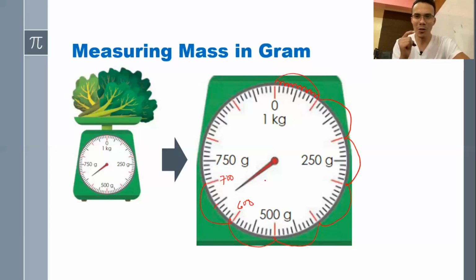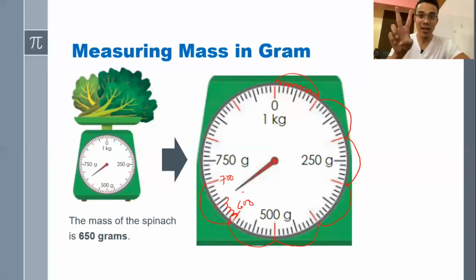So how do we find the exact mass of the spinach? Let's start at the 600 grams, and we're going to count in tens. 600, 610, 20, 30, 40, 50. Therefore, the mass of the spinach is 650 grams.